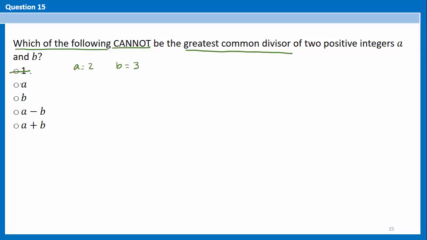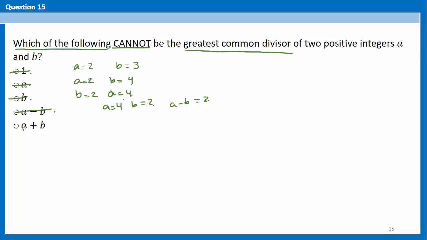Okay. Can it be a? Well, if a is 2 and b is 4, then 2 is the greatest common divisor of 2 and 4. Can it be b? Well, in case b is 2 and a is 4. What about a minus b? Well, if you take this case and a equals 4 and b equals 2, a minus b is 2, and 2 is the greatest common divisor of 2 and 4, so it can be.